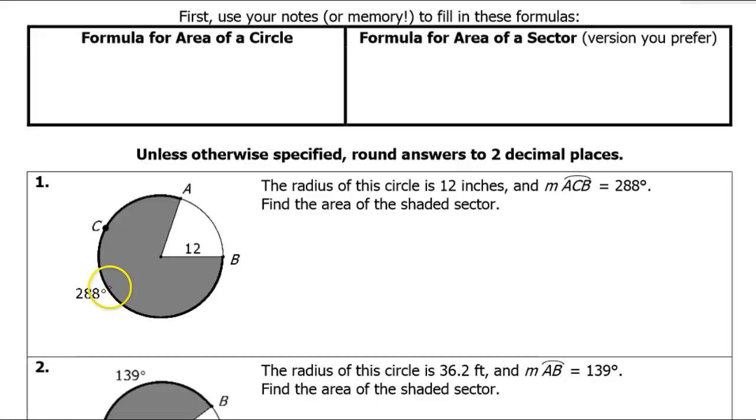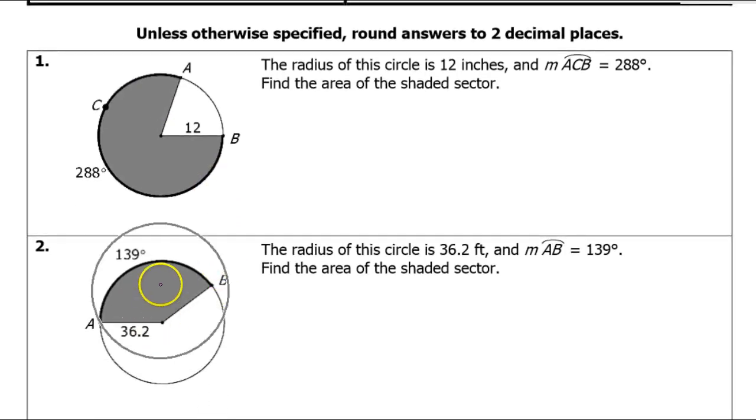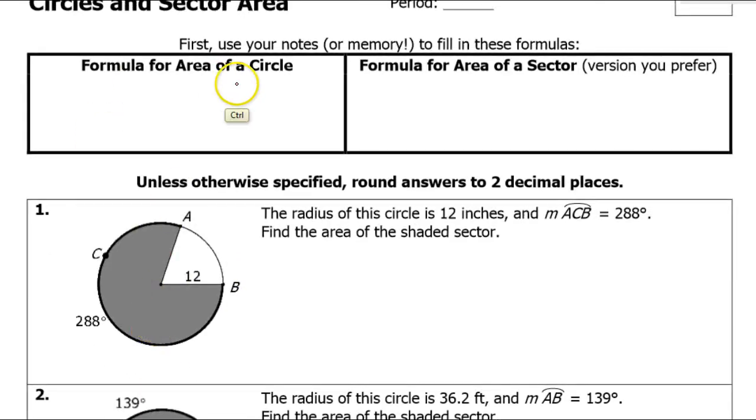This video is about finding the area of a sector, the area of these shaded regions called sectors. Well, let's start off with talking about the area of an entire circle. For a circle, area is pi r squared. Burn that into your brain. We're going to need that 10 times.